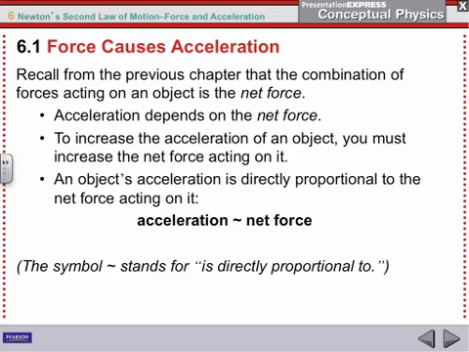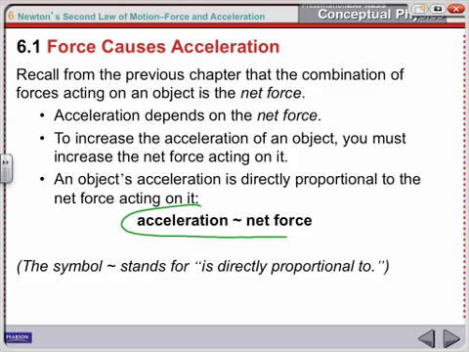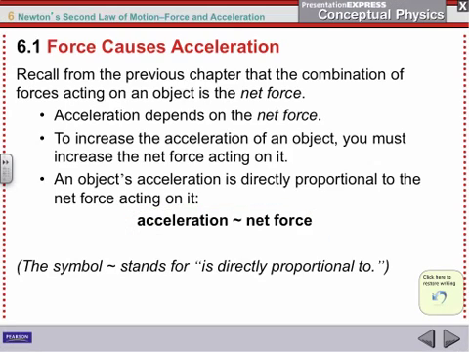So remember, we're talking about net force, the overall net force of all of those things. Remember, we talked in the last couple chapters about how a force can be broken down, or maybe there were a couple of forces acting on it. But our net force now is what causes acceleration. And so if you want to increase acceleration, you need to increase the net force. The acceleration of an object is directly proportional to the net force applied to that object. And that little squiggly line stands for directly proportional to in this example here.